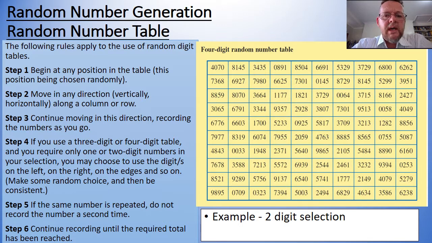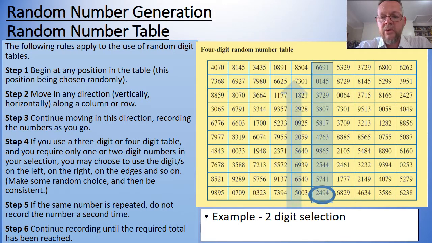So if we have a look here for a random number table, I'm going to run you through the process here, and this is something you certainly will be tested on. So let's look at the rules. We're going to begin at any position on the table. So I've just chosen a random position there. Now I'm going to move in any direction. So I could go left or right, up or down.